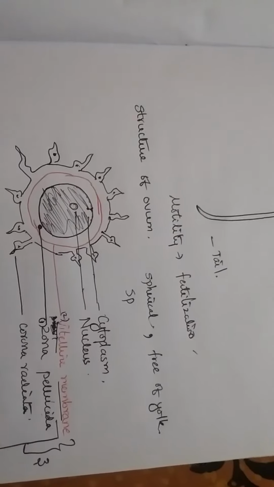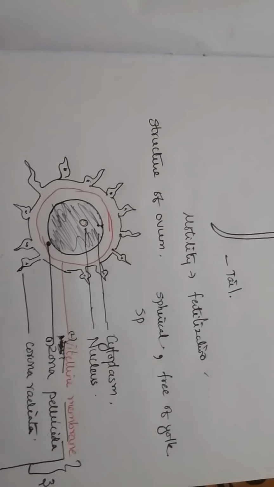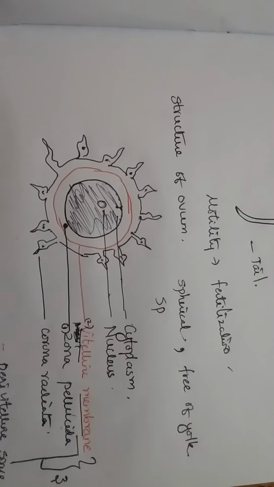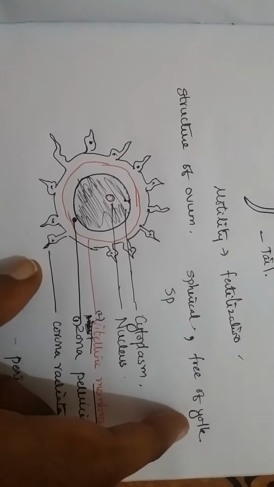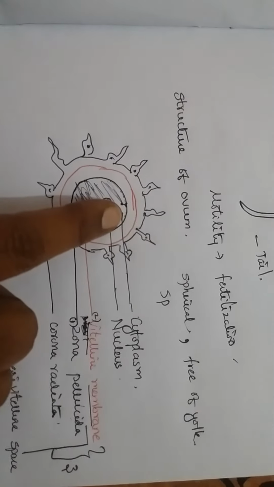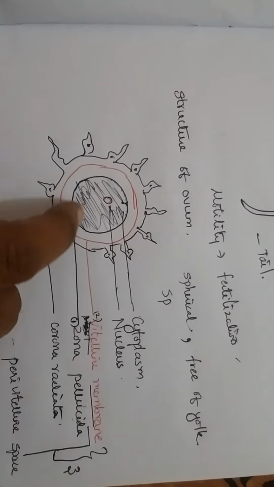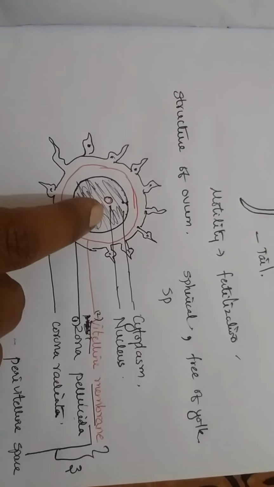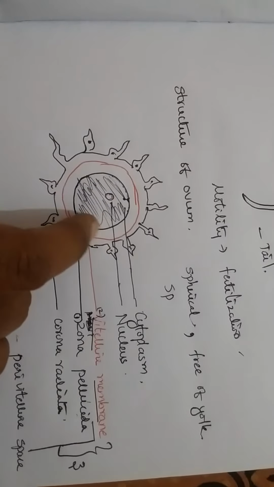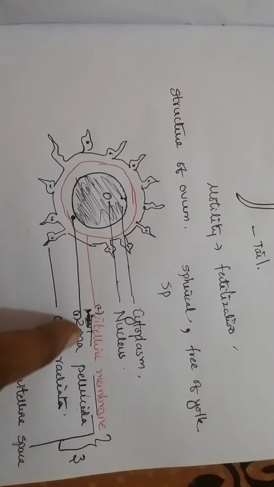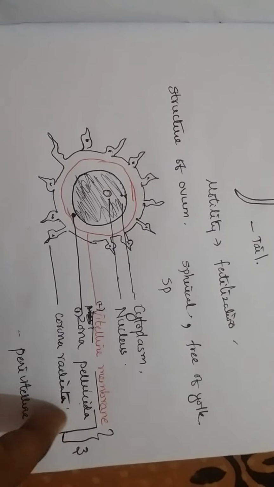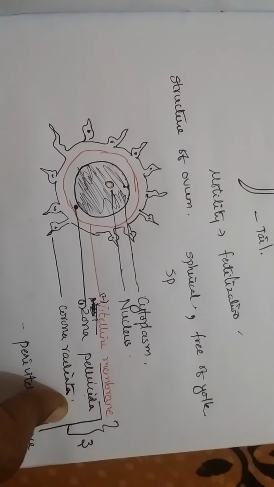And the next thing is we are going to see about the structure of the ovum. So we all know the ovum is spherical in shape, and it will not have any yolk content. They are free of yolk. And this spherical ovum has a nucleus and a cytoplasm, and this nucleus and cytoplasm is surrounded by a plasma membrane, and above the plasma membrane we have a zona pellucida membrane. So totally 3 membranes will be present as outer covering surrounding the ovum.